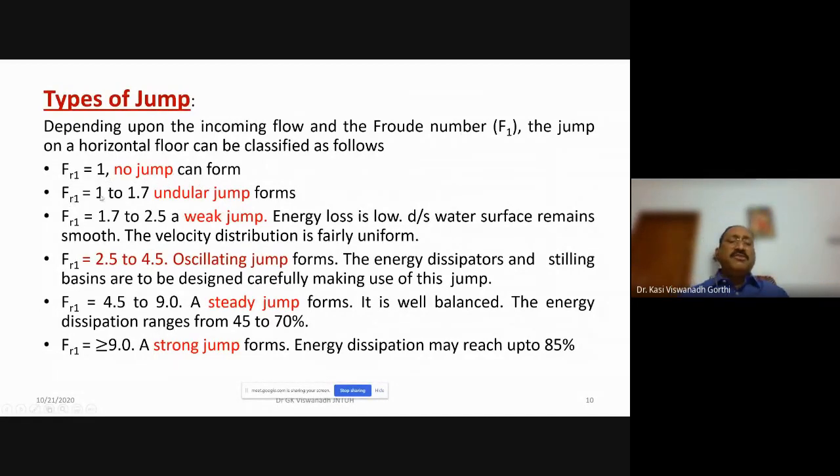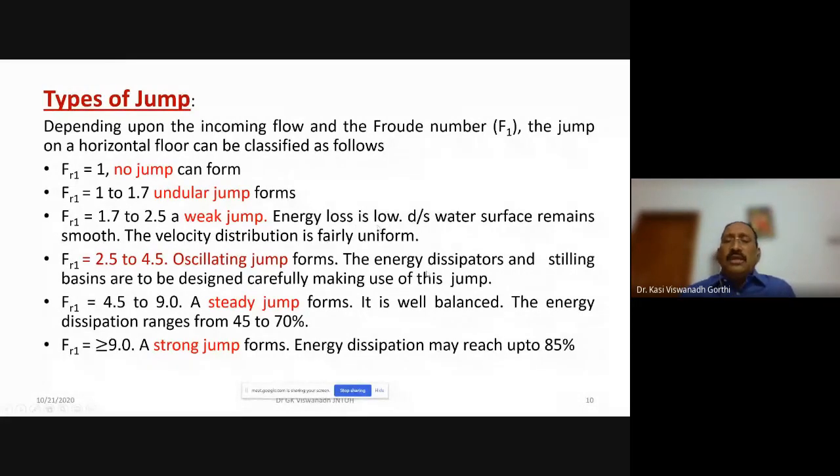If the value of the Froude number is between 1 and 1.7, it is an undular jump. As we have seen in the previous figure, small undulations will be there on the water surface, energy dissipation will be very less, and the change in depth of flow from supercritical to subcritical flow also will be very small. The difference in depth is small, and energy dissipation also will be small. If the value of the Froude number is between 1.7 and 2.5, it is called a weak jump.